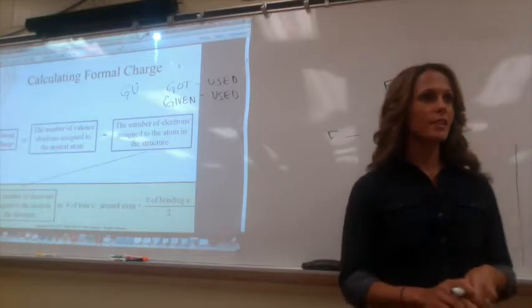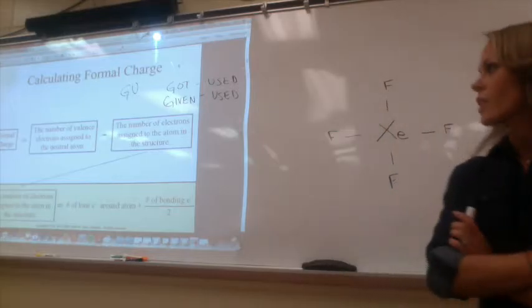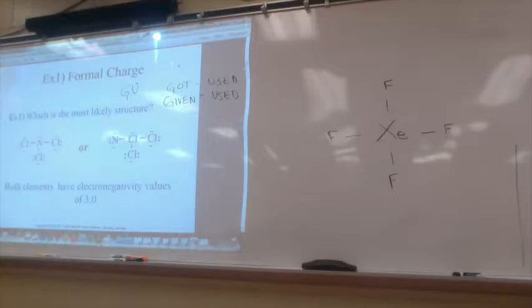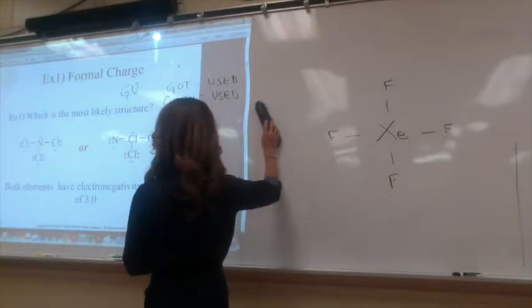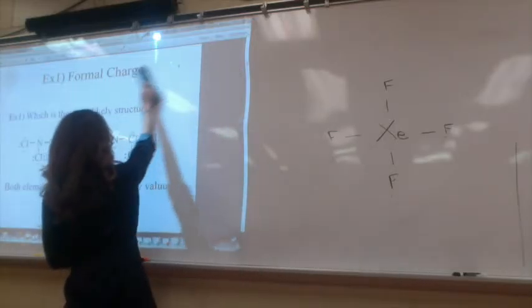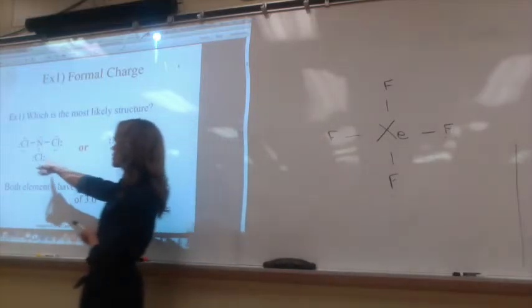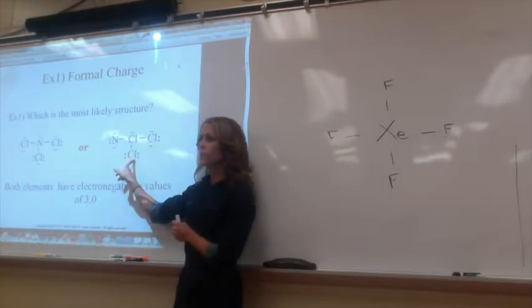All right, so write that down on your note card. Now we're going to look at actually drawing structures and figuring out which one is most likely to occur. We have a structure called NCl3. How do we know which one is more likely? We have a possible structure of NCl3 looking this way, or a possible structure of NCl3 looking this way.